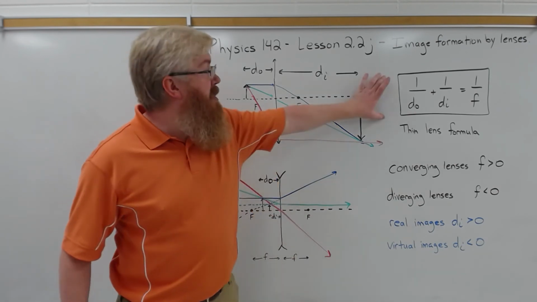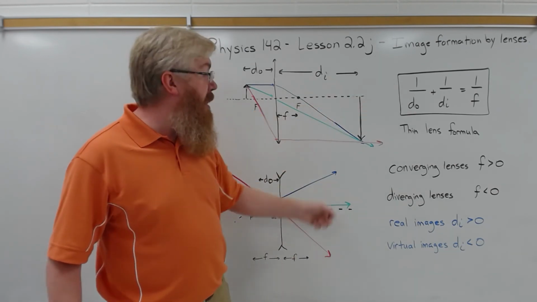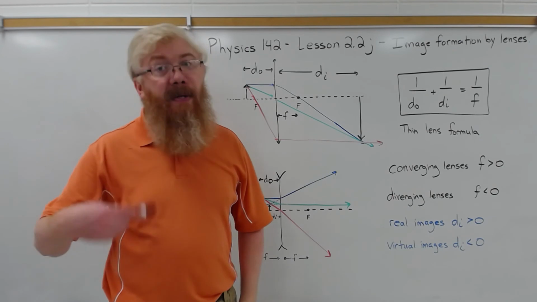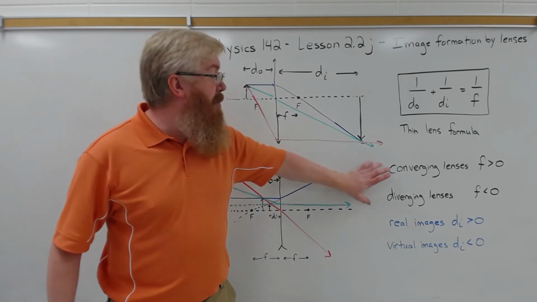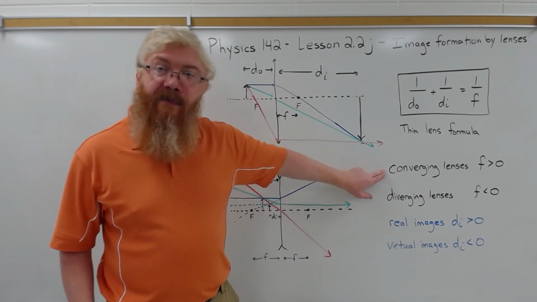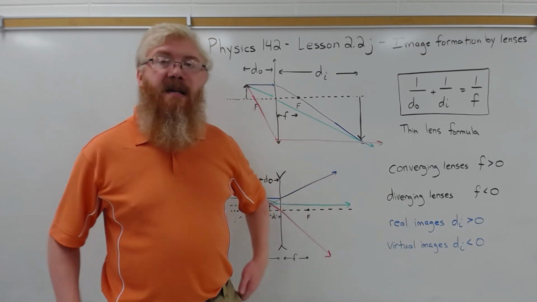So if you want to use this formula properly and figure out where the images actually are, and we'll be doing that for homework problems, exam problems, and so on, you need to remember that converging lenses have a positive focal length, diverging lenses have a negative focal length.